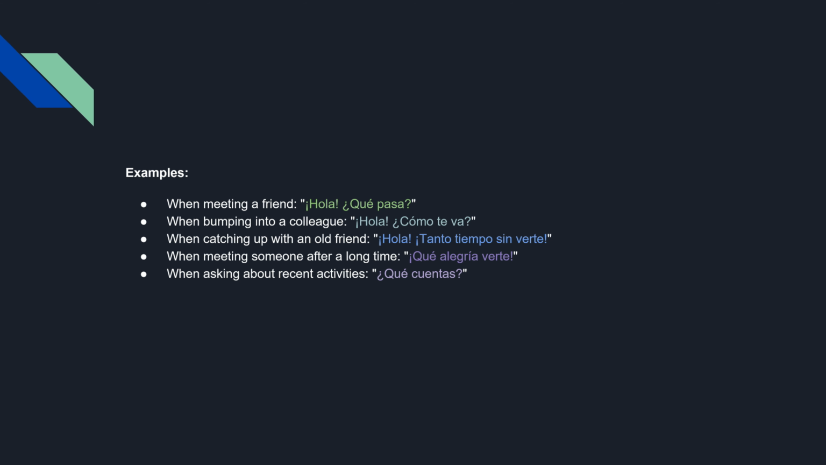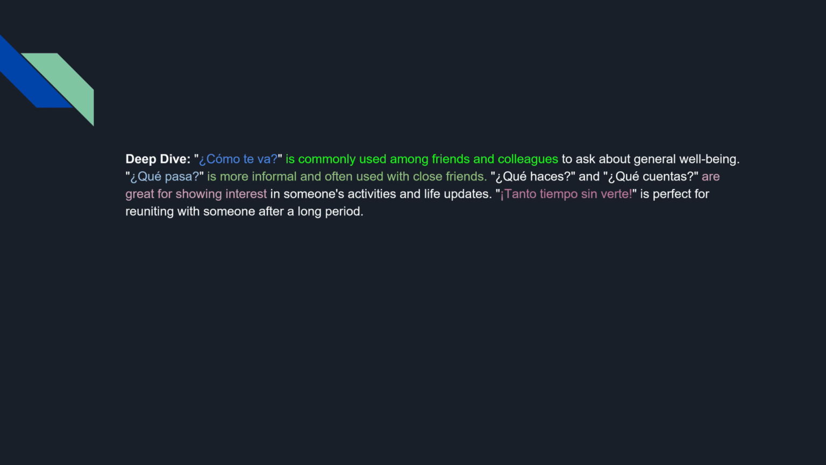Deep dive. ¿Cómo te va? is commonly used among friends and colleagues to ask about general well-being. ¿Qué pasa? is more informal and often used with close friends. ¿Qué haces? and ¿qué cuentas? are great for showing interest in someone's activities and life updates. Tanto tiempo sin verte is perfect for reuniting with someone after a long period.